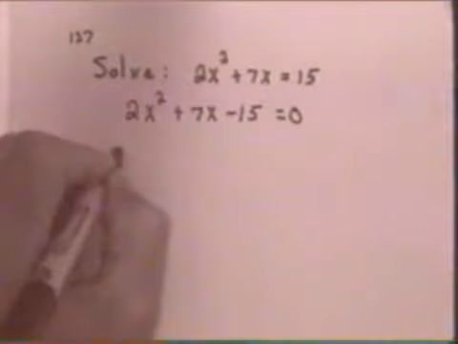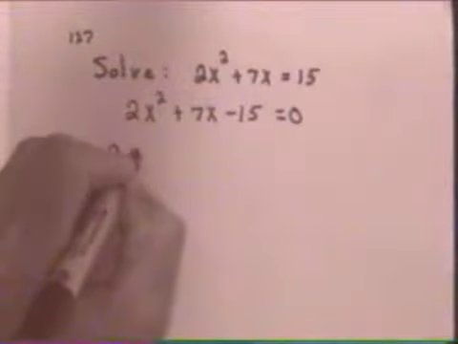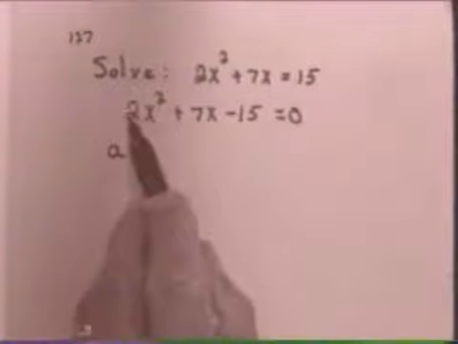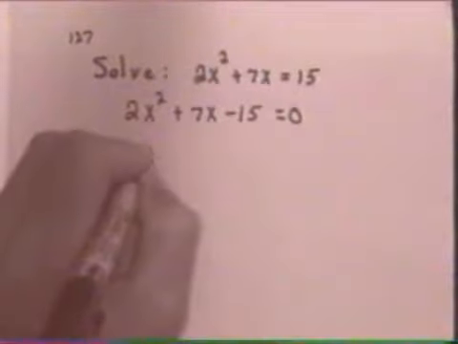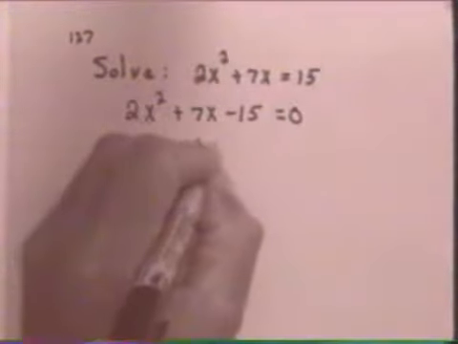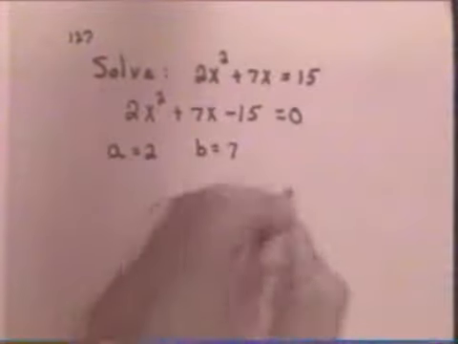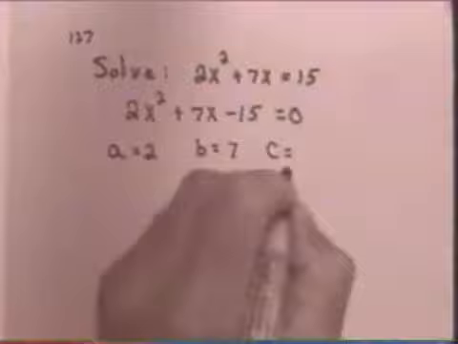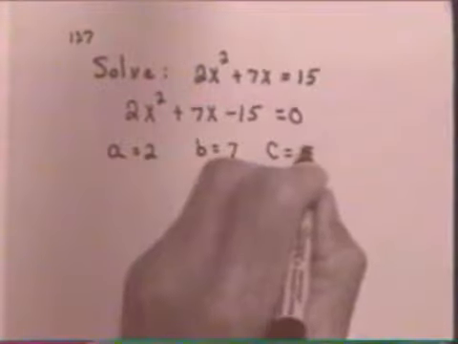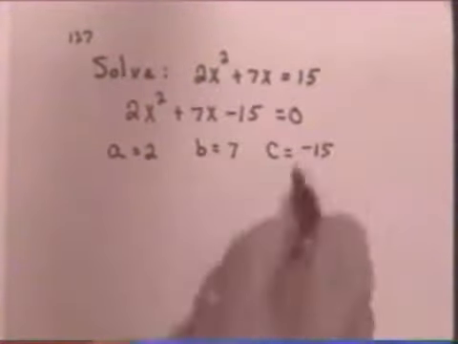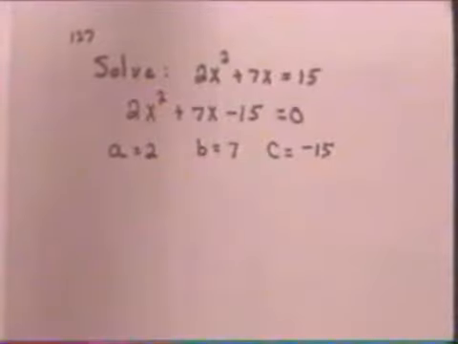Now I'm going to identify A, B, and C. A is the coefficient of x squared, so A is going to be 2. B is the coefficient of x, so B is 7. And C is your constant. The constant is a negative 15. Now be sure you see that it's negative 15.